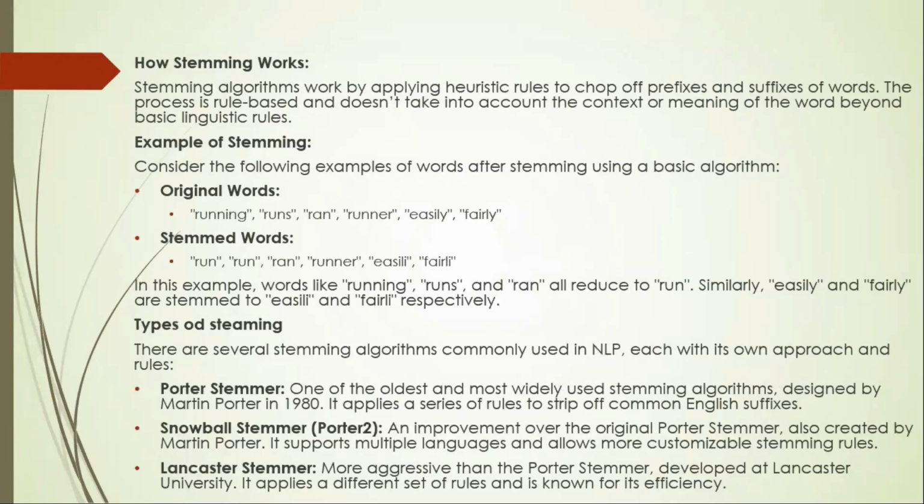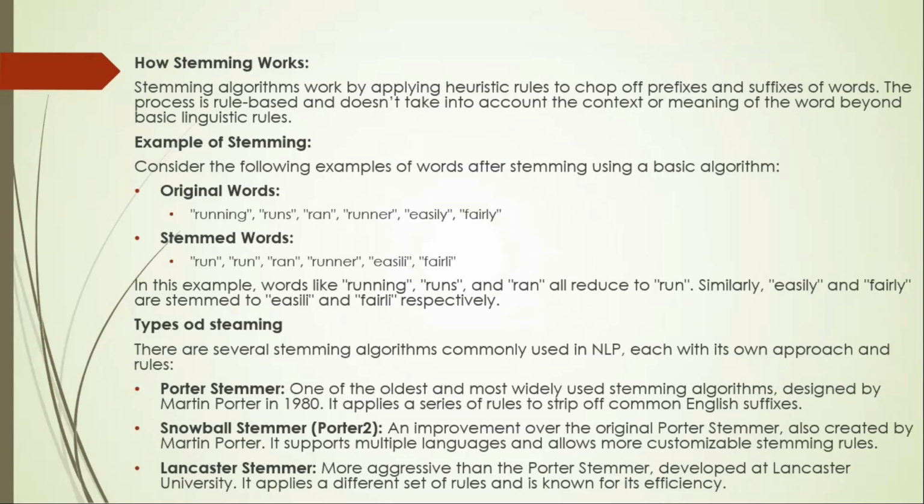Now, how does stemming work? Let's take one example of how we chop or remove the suffix and prefix. Consider the following example words: running, runs, ran, runner, easily, fairly. Running will have the "ning" removed and only run remains. Runs, again run, removing the s. Now running and runs are very similar, but they may have different meanings in different contexts. Ran, again, runner, easily, fairly.